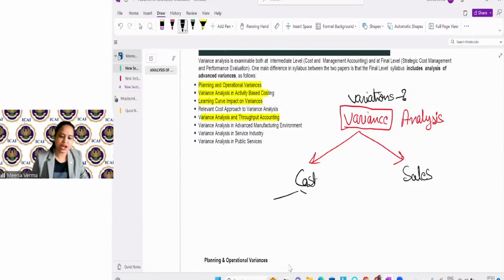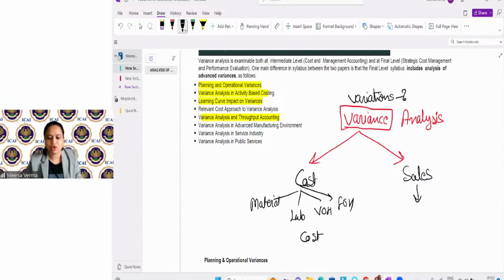And in cost, we have different types of costs, like we have direct material cost, direct labor cost, then we have variable overheads, and we have fixed overheads. These are all costs of the company. And then we have the sale. Sale means how many units we are selling, and at what price, the selling price per unit.